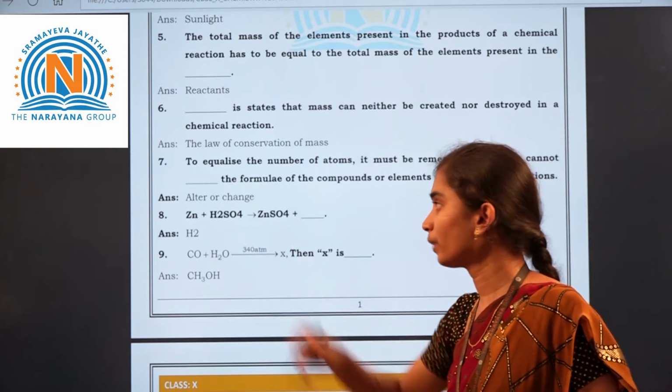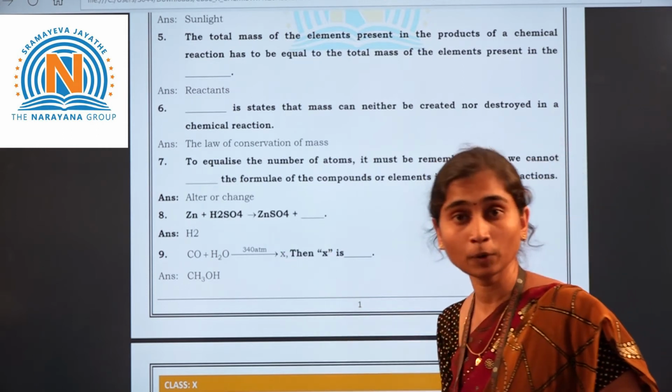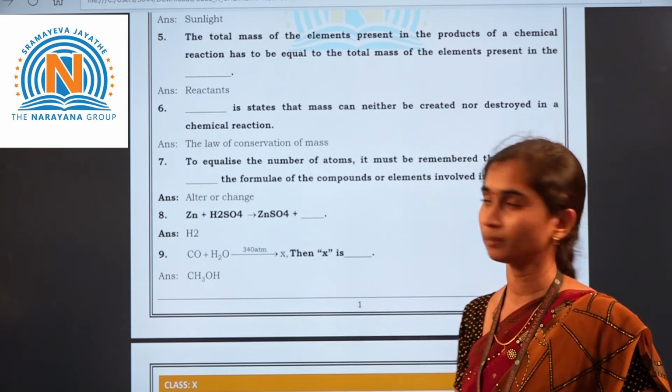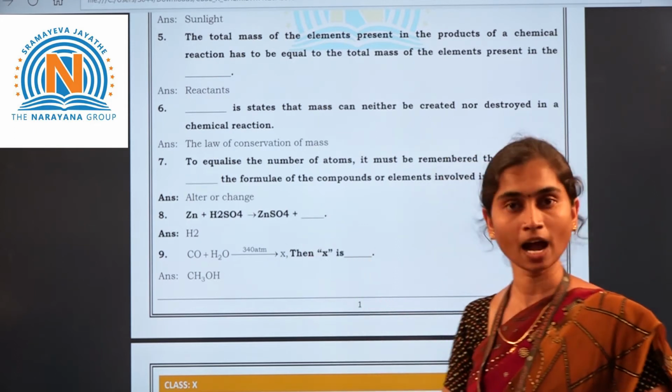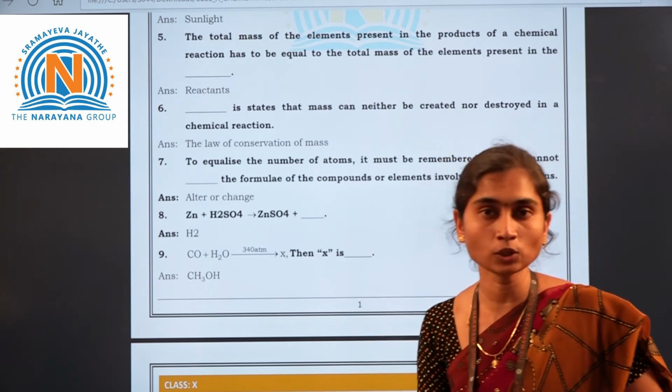When zinc reacts with dilute sulfuric acid, we can get the products zinc sulfate and liberation of hydrogen gas. So what is the answer here? Hydrogen gas, H2, right? So let us go for the next question.